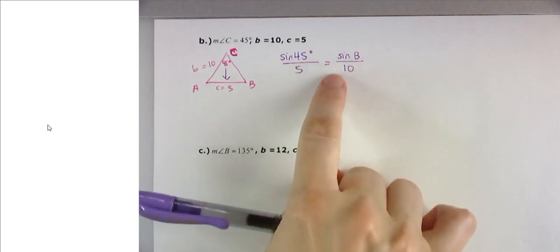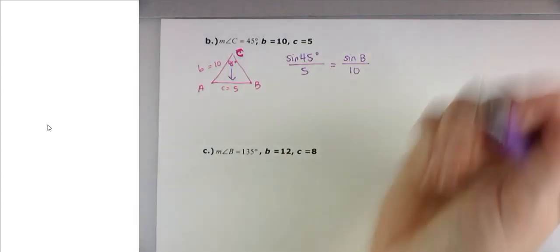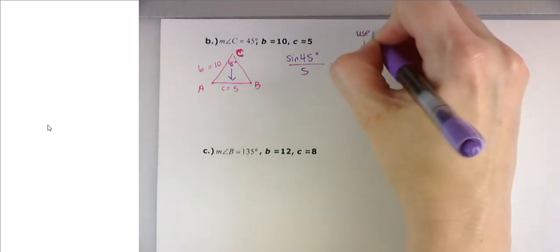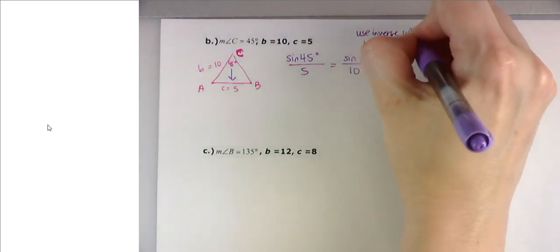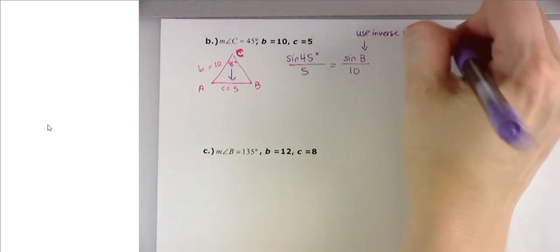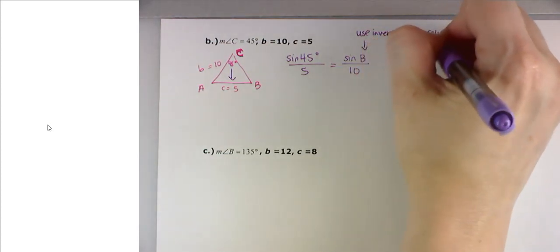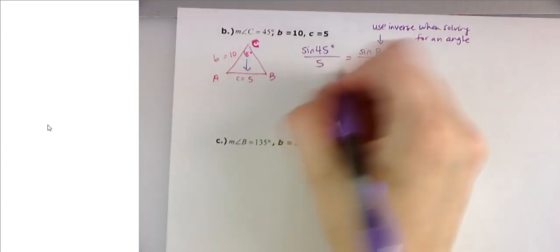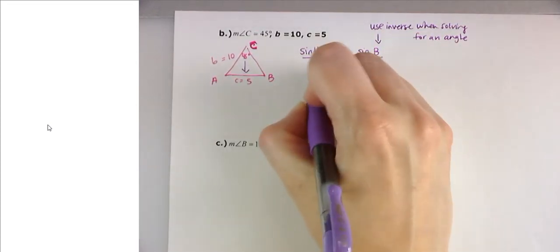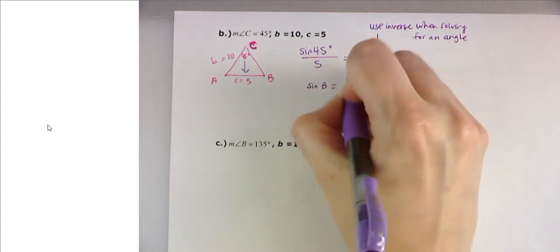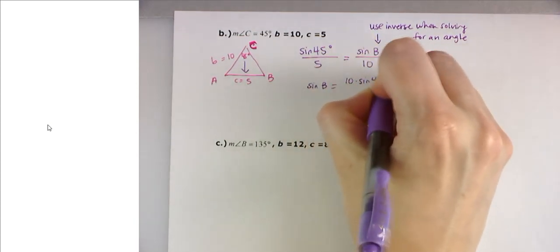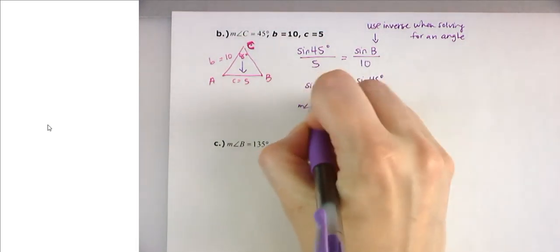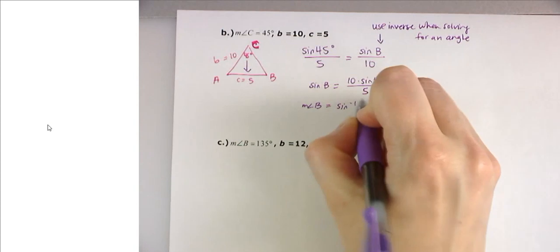So because you're solving for an angle, we're going to have to use the inverse. Okay, so use inverse when solving for an angle. Okay, so if I cross multiply and then divide, I'm going to end up with the sine of B equals 10 times the sine of 45 divided by 5. That's setting it up exactly like how we did before. And then just the one more step you're doing is the inverse.